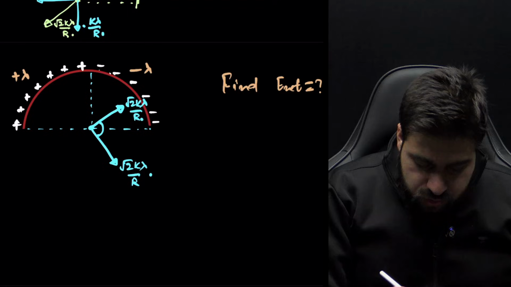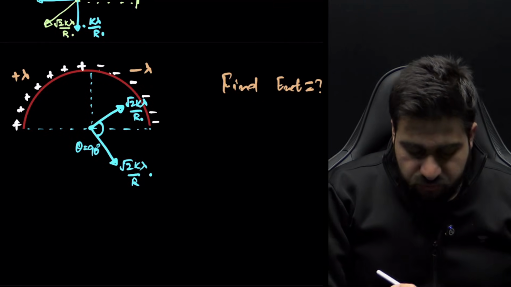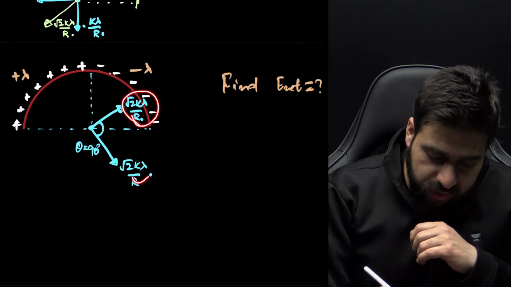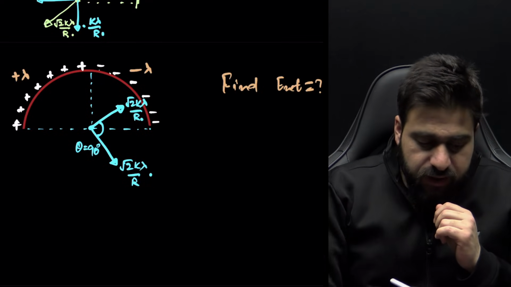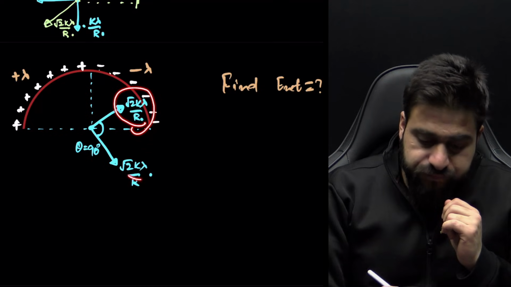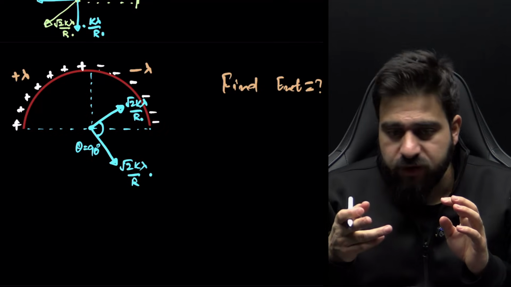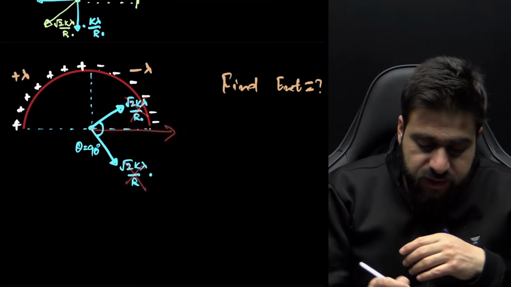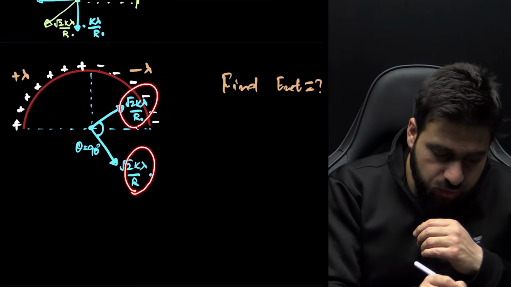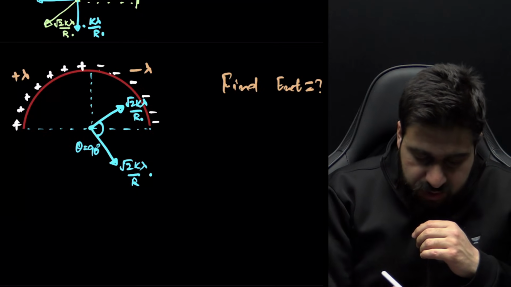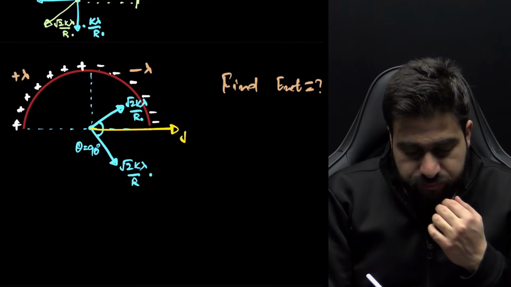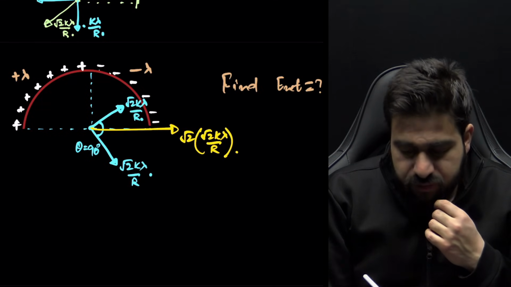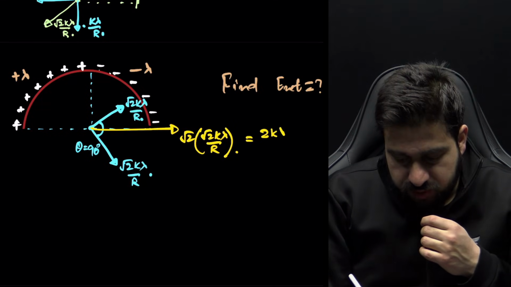Now, this angle is also 90. If the angle between the two vectors is 90 and both are similar, this is root 2 K lambda by R, root 2 K lambda by R. Like if this is F, this is also F, the resultant is root 2F. If this is x, the resultant will be root 2x. Now, if this is root 2 K lambda by R, in this particular case, my dear NEET aspirants, this is going to be root 2 of root 2 K lambda divided by R. So root 2 into root 2 is 2, and then we say K lambda by R.